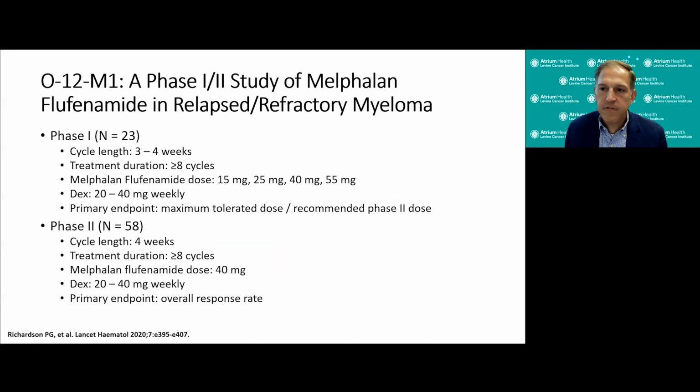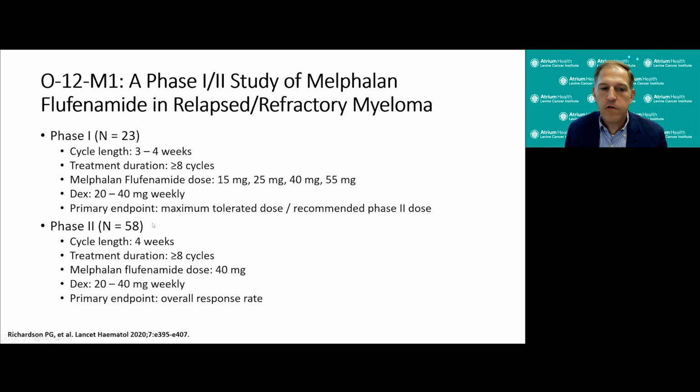So the first phase 1/2 study was something called O12M1. This was a study looking at Melphalan Flufenamide in relapsed refractory multiple myeloma patients. There were 23 patients that were treated in the phase 1 portion of the protocol. To make a long story short, a dose of 40 milligrams of Melphalan Flufenamide administered once every 4 weeks with a weekly dose of dexamethasone was considered the optimal dose and schedule for moving forward to phase 2.